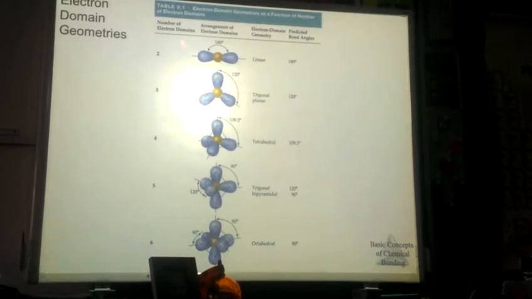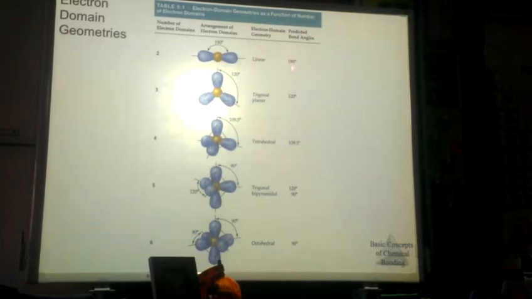So I have number of electron domains. If there are 2 electron domains, then I consider that to be a linear electron domain geometry. If I have 3 electron domains, that's trigonal planar. If I have 4 electron domains, that's tetrahedral. 5 is trigonal bipyramidal, and 6 is octahedral. And all of the predicted bond angles are associated there on the side.